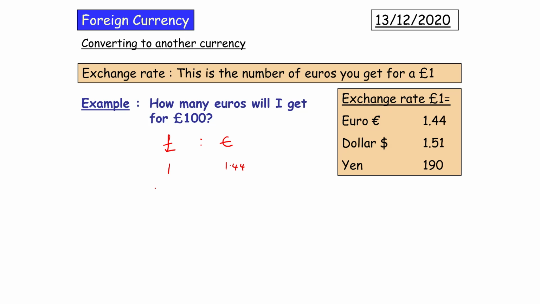So £100, how am I going to go from pounds to euros? I'm going from small to big, so I'm going to multiply. So it's going to be 100 times 1.44, which will give me 144 euros. Okay, so going from small to big, I multiply. If I was going the other way, I'd have to divide by 1.44.